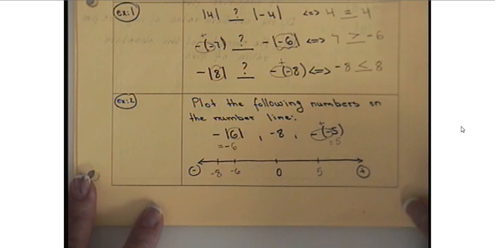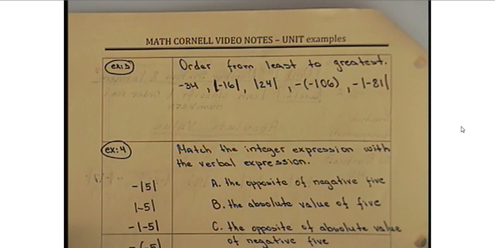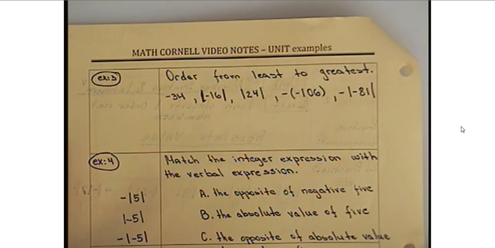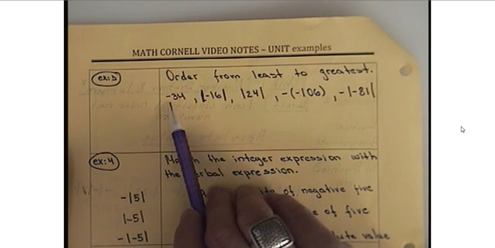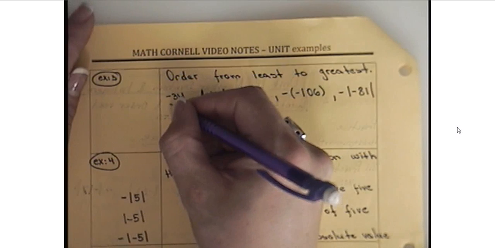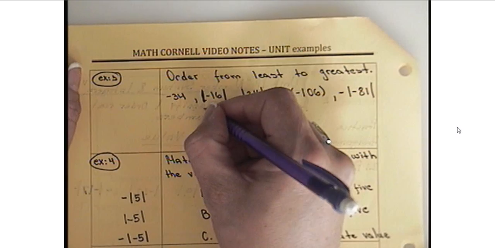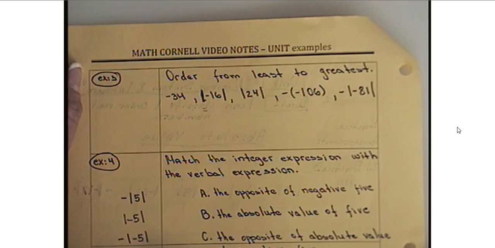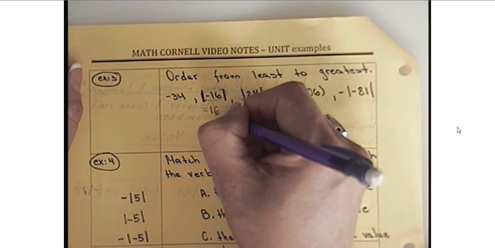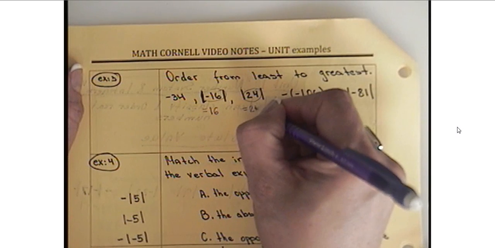Okay, I'm moving forward to the next example. In the next one, it says order from least to greatest. Well, in order to do that, again, we want to simplify, convert those to their equal final number, and then we will order. So -34 stays the same. -34 is equal to -34. Absolute value of -16, this whole thing is just 16. Absolute value of 24, again this whole thing, it's just 24.